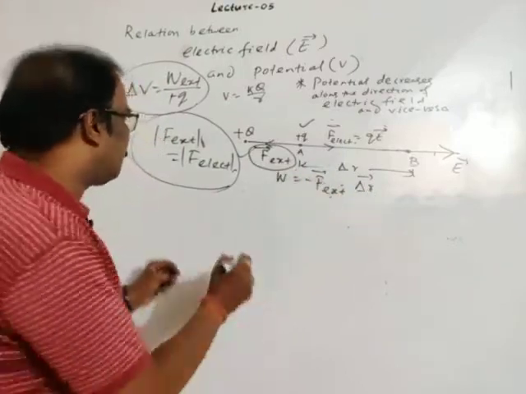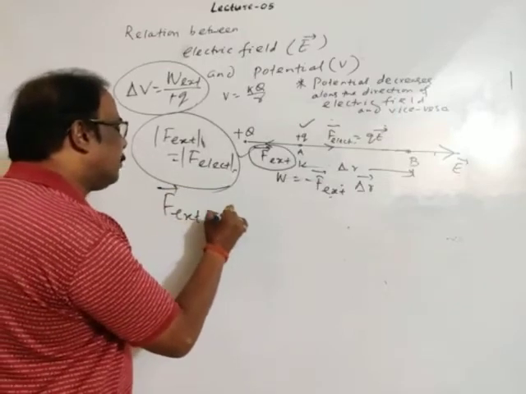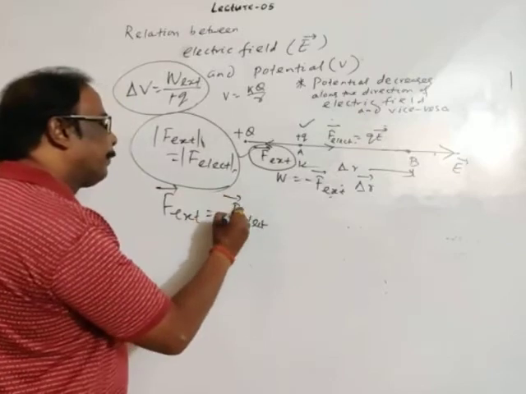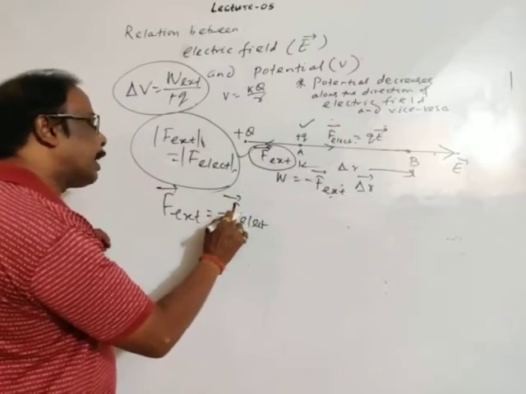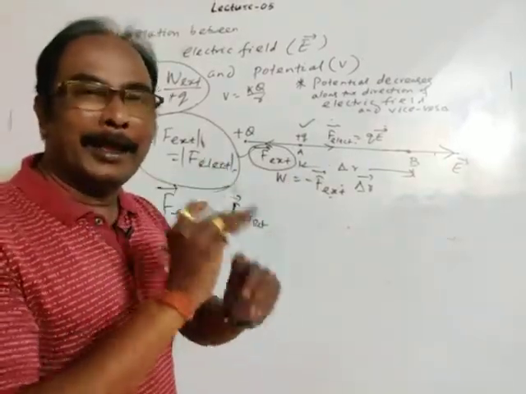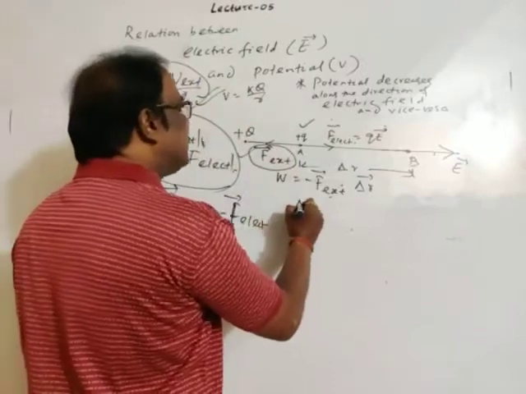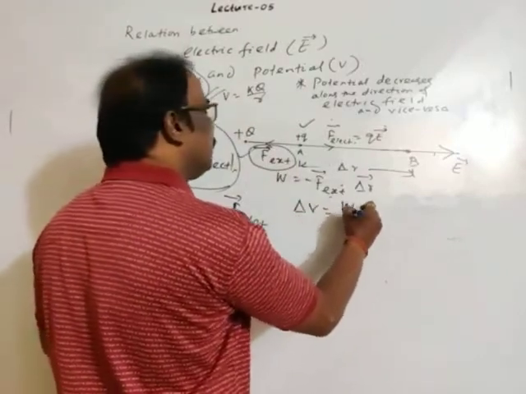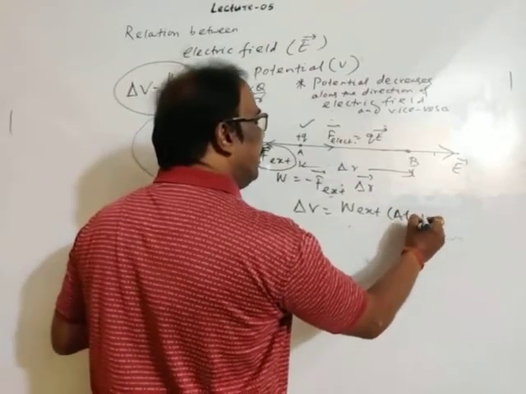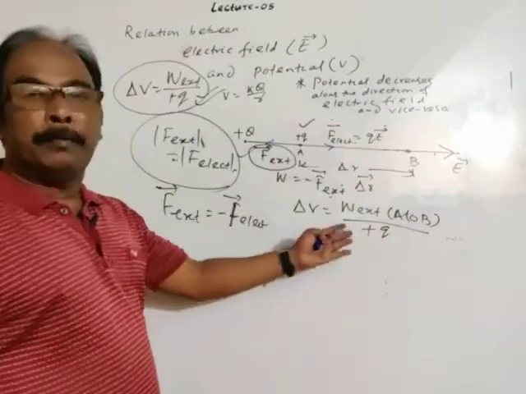This external force is equal in magnitude but opposite in direction to the force experienced by the charged particle due to the electric field. So we are taking it negative. Then, as we know, potential difference is the work done by the external agent to move the charge from A to B per unit charge. This is our previous concept.